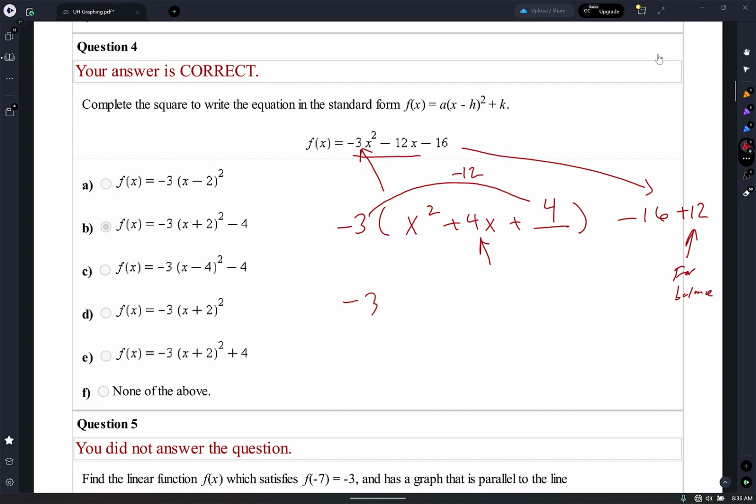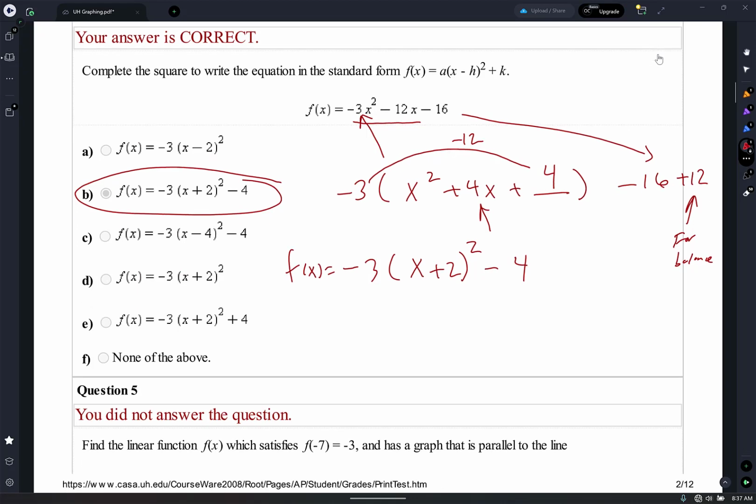So here's what you have. Negative 3 x plus 2 squared. And the difference between 16 and 12 is 4. The 16 is bigger, so minus 4. This is your f of x. Negative 3 x plus 2 squared minus 4. It is pretty simple, guys. Okay, not bad, right?